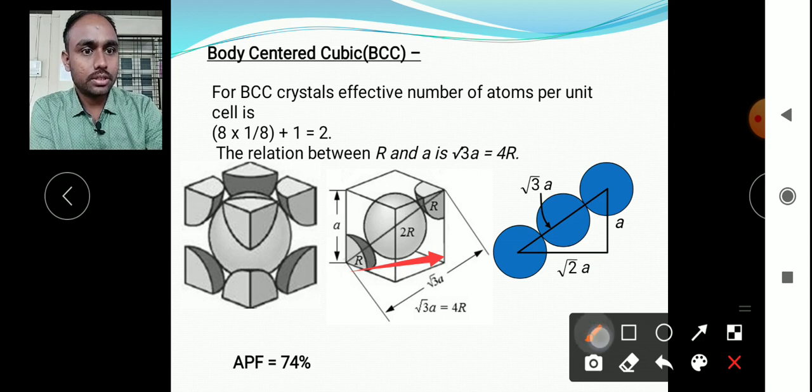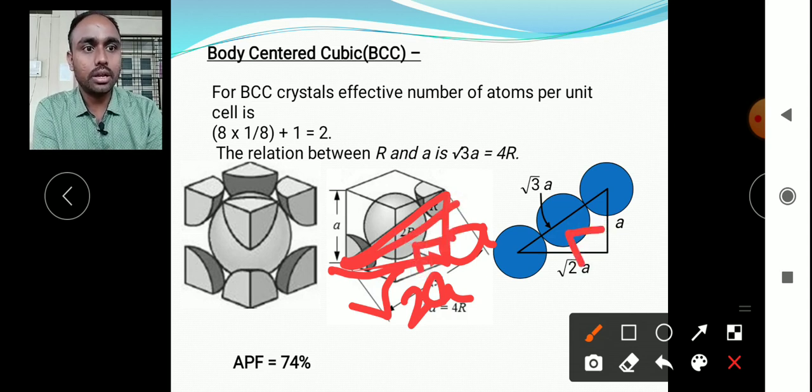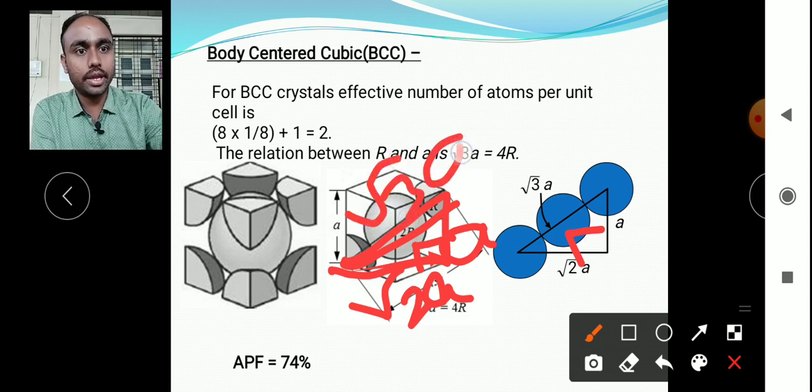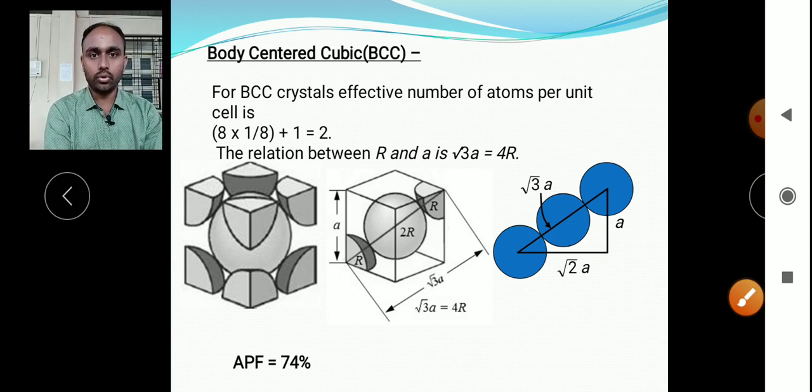Now consider this triangle. This lower side is root 2A. This is the side, that means our lattice parameter, A. So again, by the Pythagoras theorem, because this is also a right angle triangle, this is root 3A. So root 3A is the body diagonal, the cube diagonal. If we talk about a square of side A, its diagonal will be root 2A, and if we talk about the diagonal of a cube whose side is A, then it is root 3A.